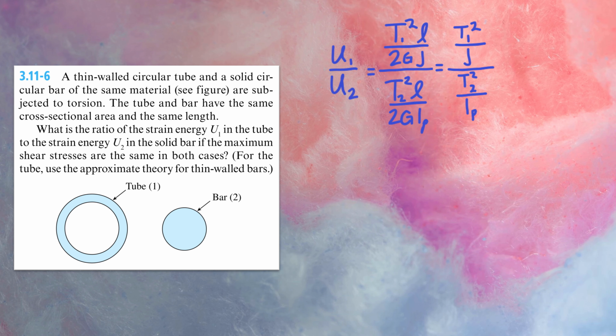Because they're the same material and the same length as stated in the problem statement, we can already get rid of a ton of stuff. Our L's are the same, our G's are the same, and the 2 is the same as 2. So we have this little ratio, which we can simplify as this.